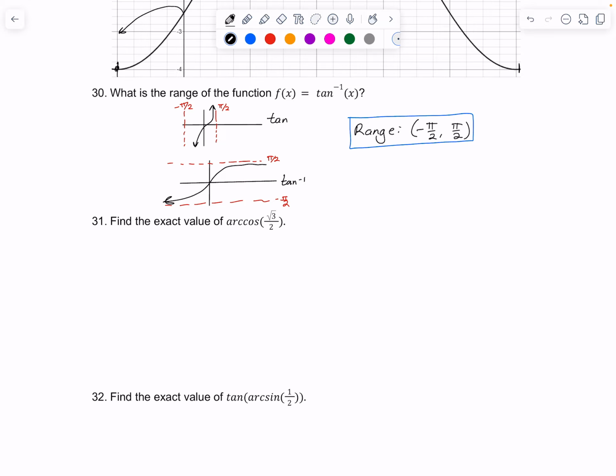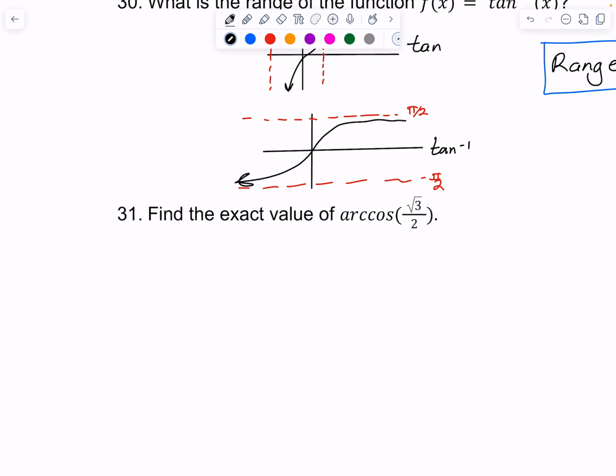Okay, number 31 says, find the exact value of the arc cosine of root 3 over 2. Because this is a positive number, it will definitely give us an angle in quadrant 1. Anytime we're taking an inverse or an arc trig function, it will put us in quadrant 1 if it's positive. So if cosine is root 3 over 2, it's this triangle, which means it would give us this angle, which is pi over 6 or 30 degrees. Either of those will be an acceptable answer. I would probably put pi over 6.